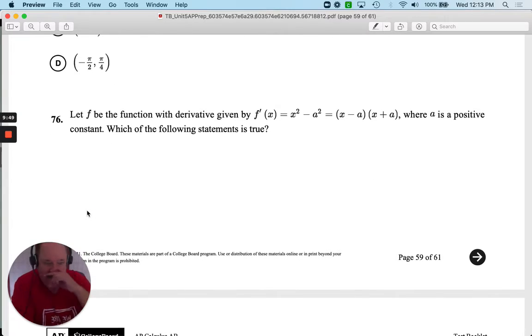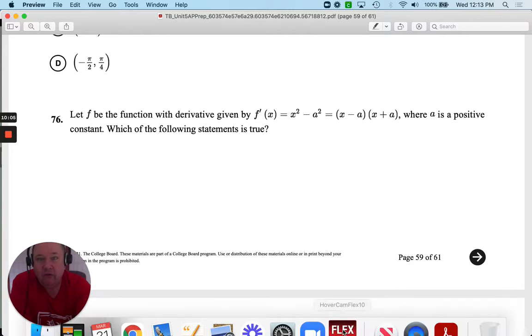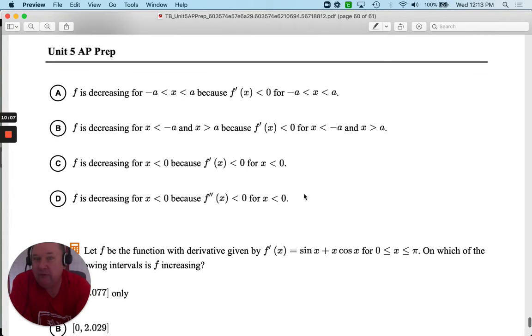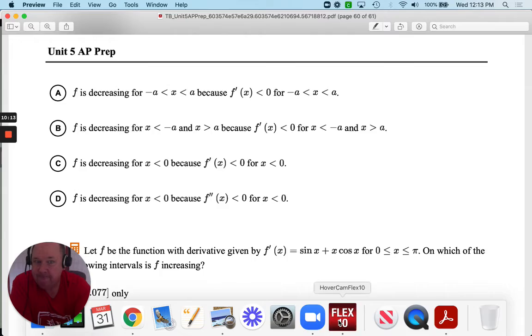76. Let f be that function. I'm just going to write the derivative as x minus a times x plus a, where a is a positive constant. And it says, which of the following statements is true? We're looking at increasing and decreasing. In particular, where is it decreasing and why?